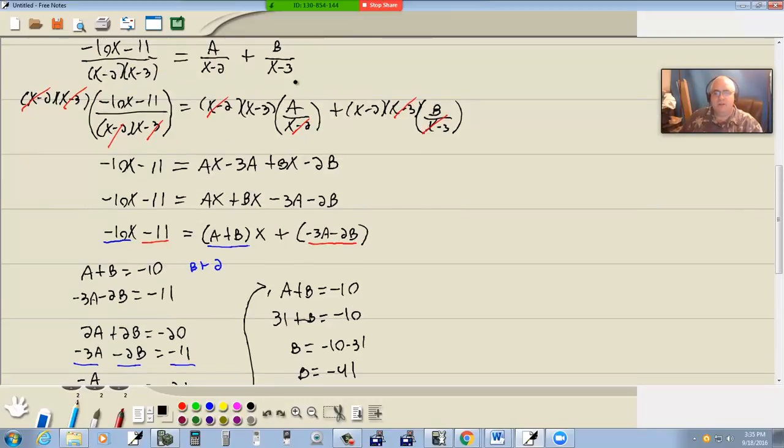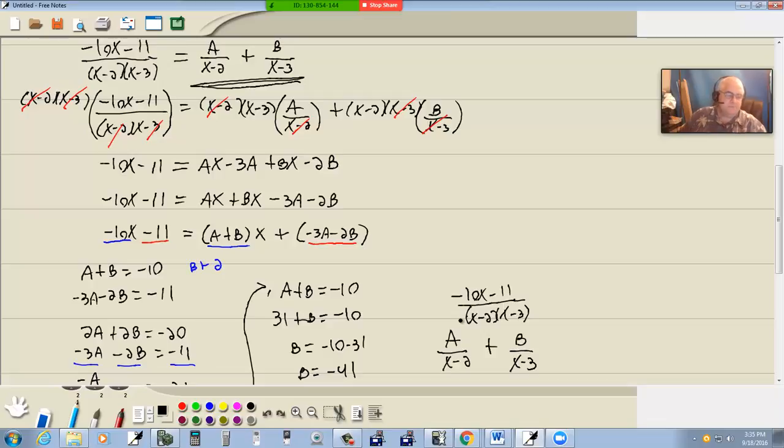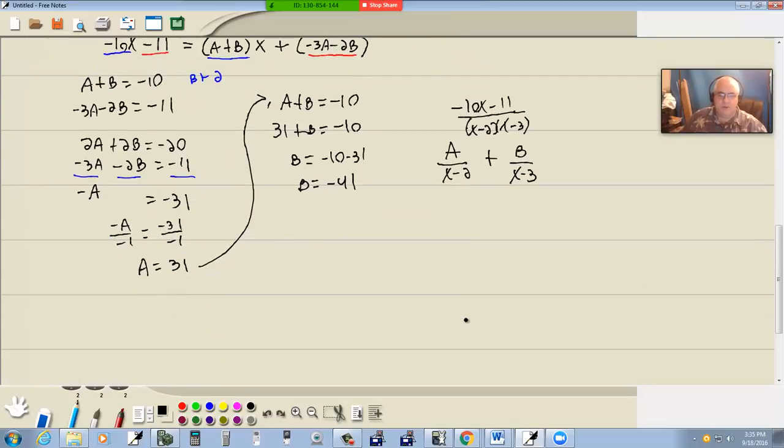Now our original equation up here, we had a over x minus 2 plus b over x minus 3, and we're rewriting negative 10x minus 11 over x minus 2, x minus 3. So all we do at this point is we plug in our a and our b. So we're going to have 31 over x minus 2, and then negative 41 over x minus 3. And that would be our answer.